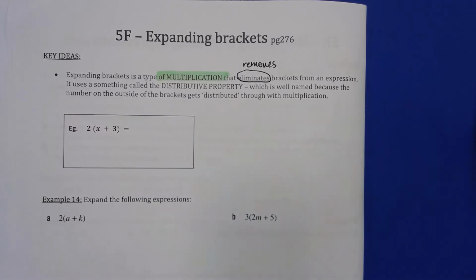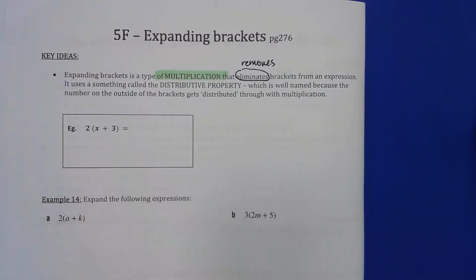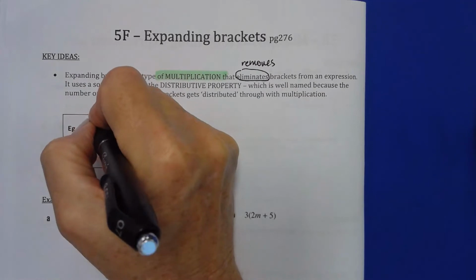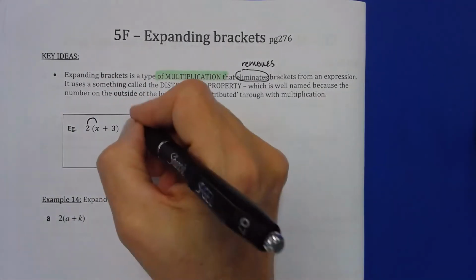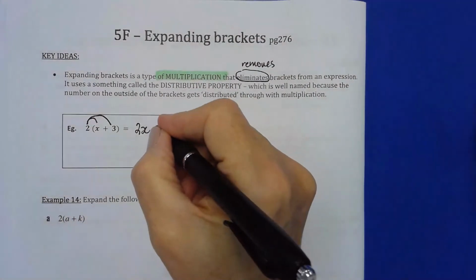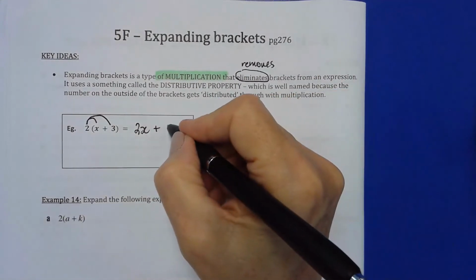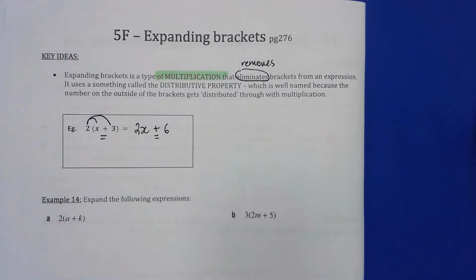So here we go. Here's our example. 2 is outside the brackets, and there's an expression inside the brackets, x plus 3. See it? So I do 2 times the x. What's that? 2x. And I do 2 times the 3. So both things in the brackets get times. What's 2 times 3? 6. And this sign just sits there. That's it. That's all she wrote.